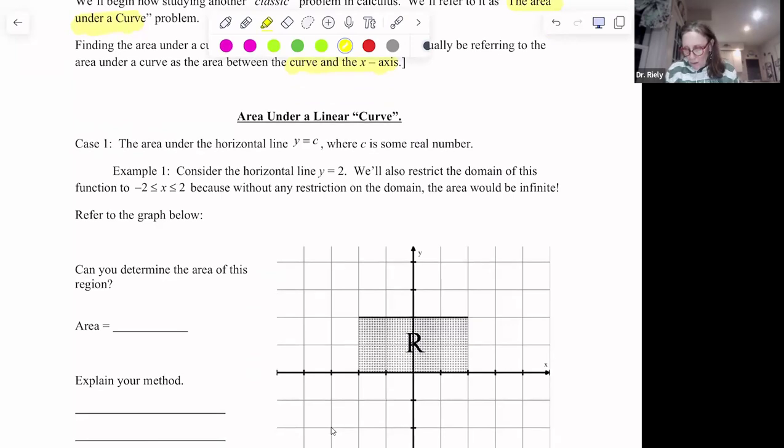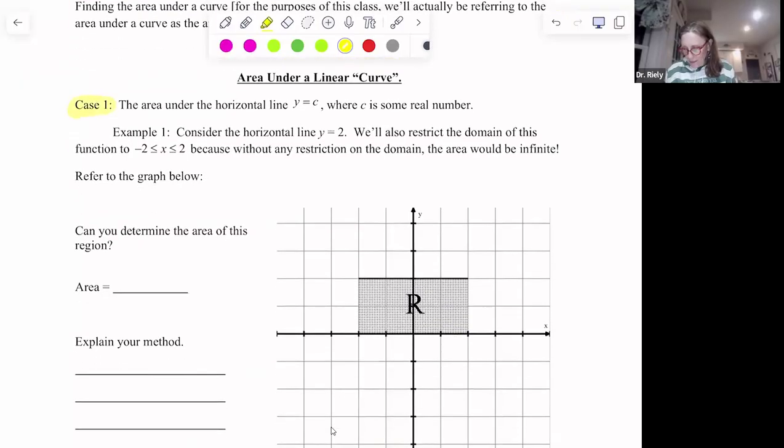So here's our case one. If we say the area under this horizontal line, so I just made it y equals to some constant. So that's a horizontal line where c is some real number. So in this example, what if that c was 2? And so this is that line. So this line is really the line segment, y equals 2. We're going to have to restrict the domain. Otherwise, it goes on forever and ever, and you can never get an area.